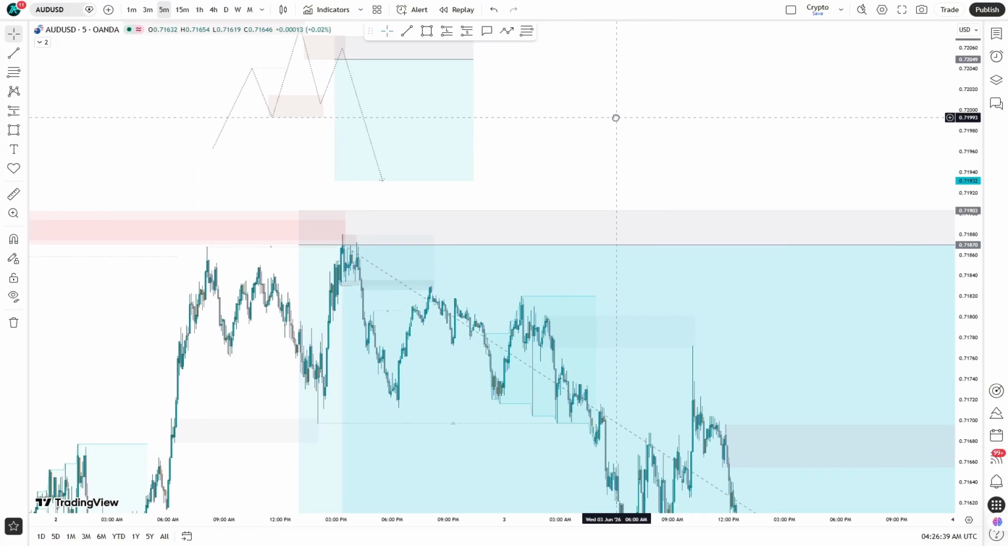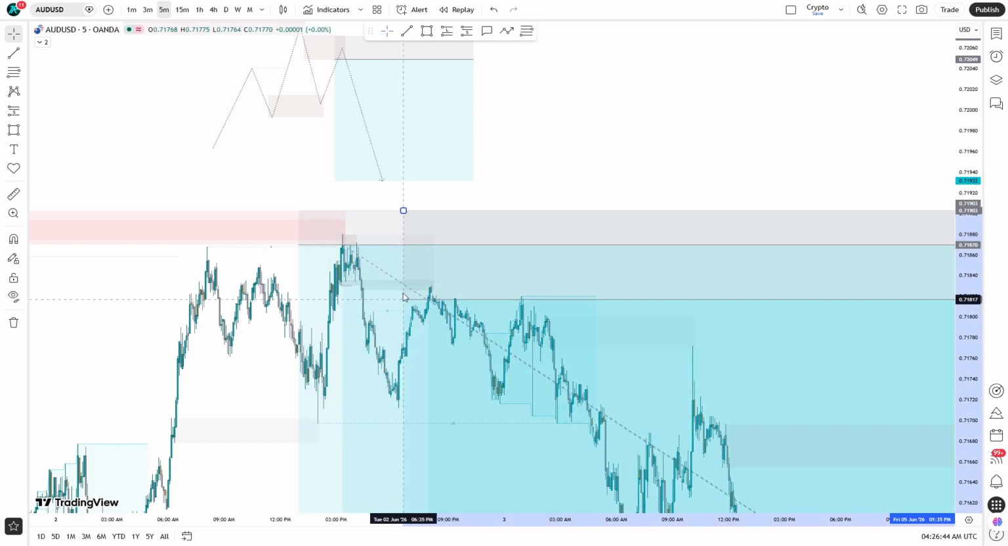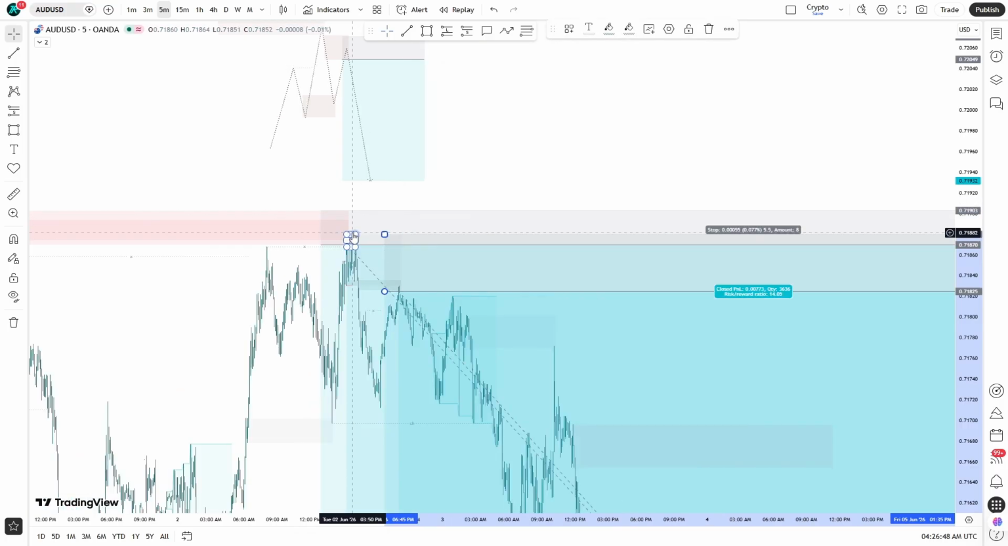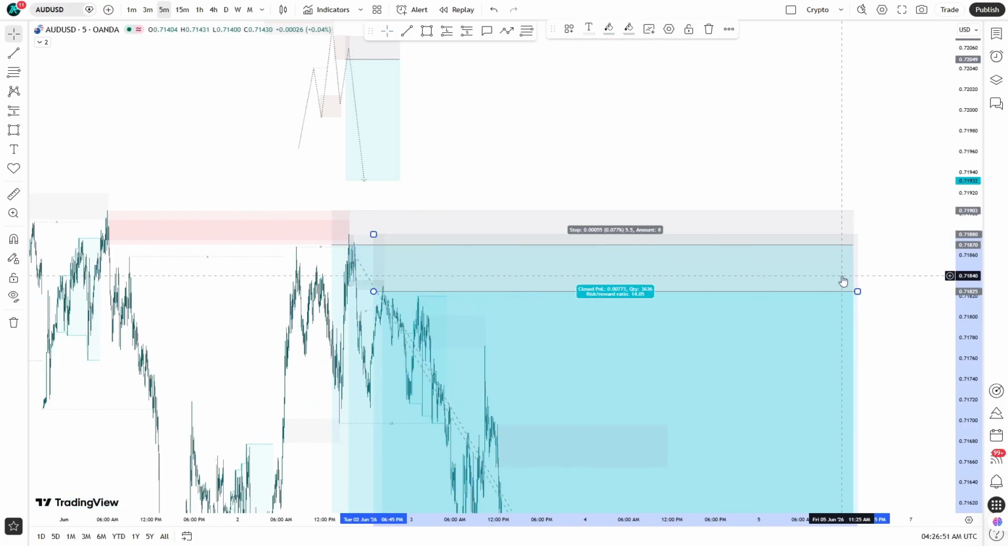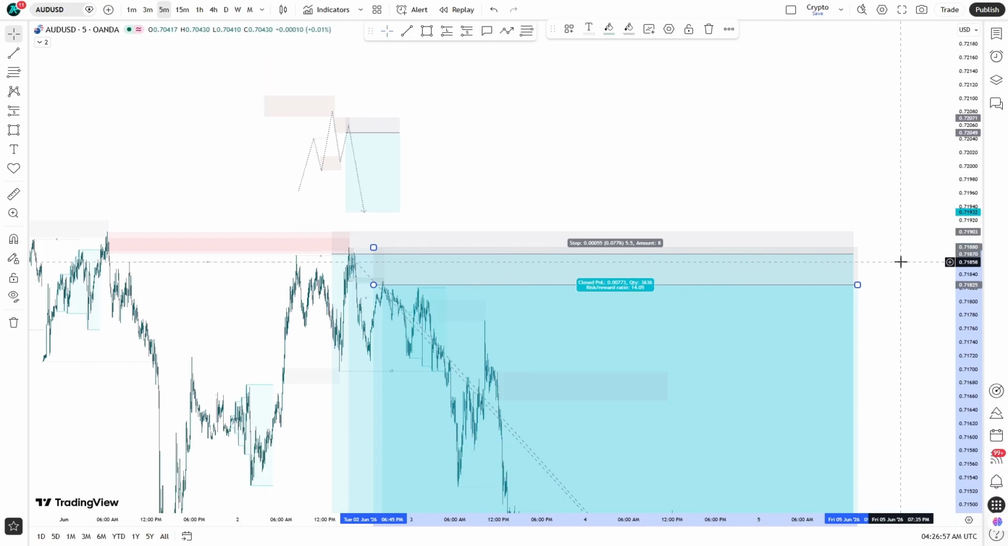So taking a trade from there, let's see what it will give us. Taking a trade from there will give us 1:14. Now remember, this is a very high risk trade for this flip entry I showed you. Very high risk trade.